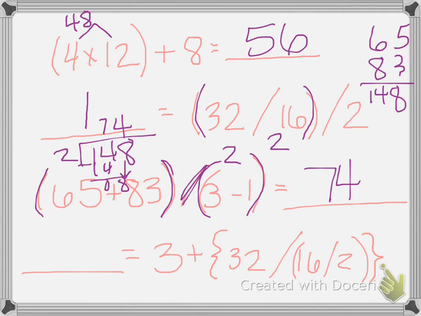D, we have brackets here, and then we have a parenthesis inside the bracket. So we first have to do the parenthesis inside the bracket. 16 divided by 2 is 8. Then we have to do 32 divided by 8, which is 4. And then we do 3 plus 4, which is 7.